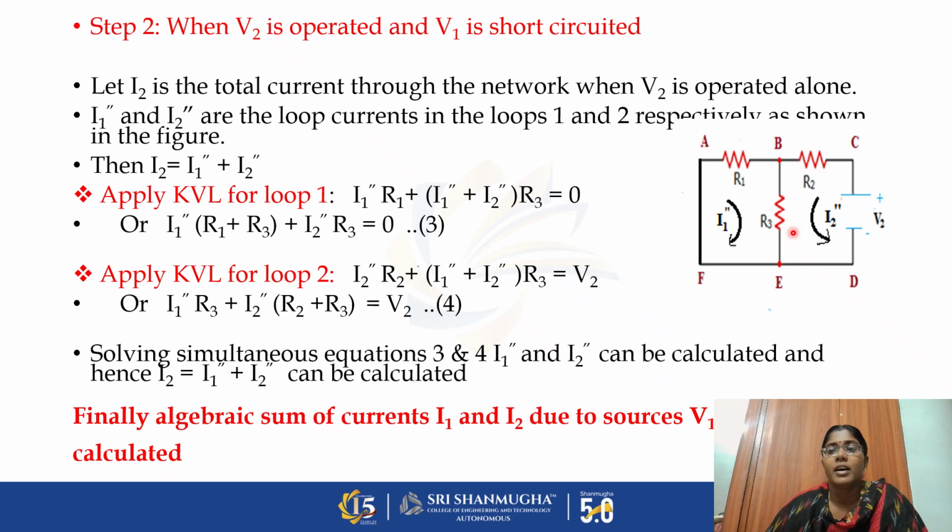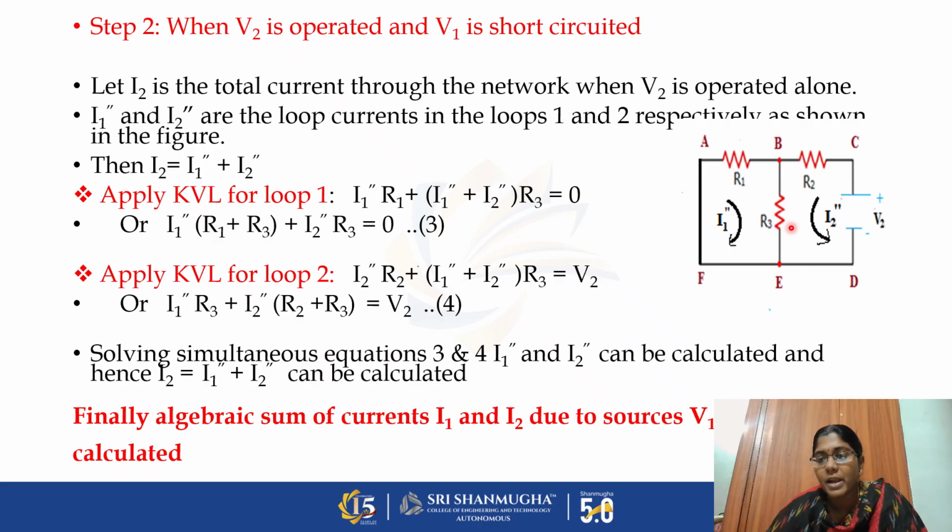If you simplify this equation, what is the coefficient of I1 double dash? The coefficient of I1 double dash is R1 plus R3. And what's the coefficient of I2 double dash? Only R3. So you can write I1 double dash into (R1 plus R3) plus I2 double dash into R3, which is equal to 0. So this is the third equation.